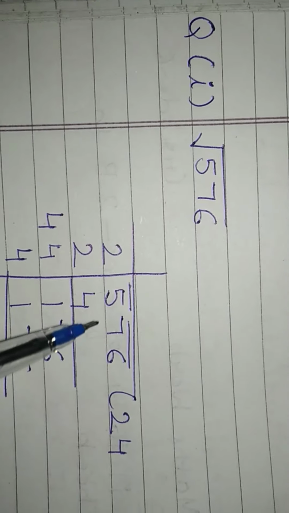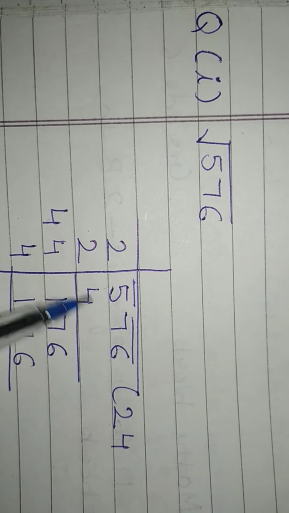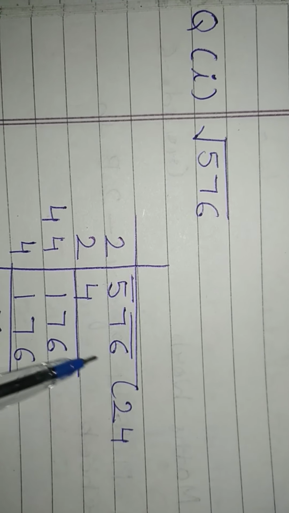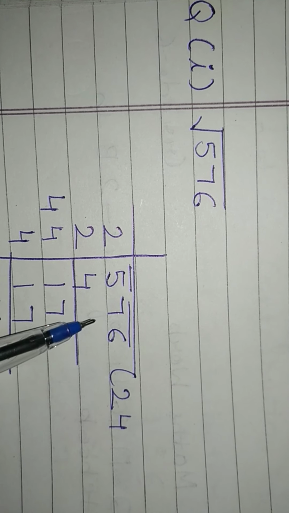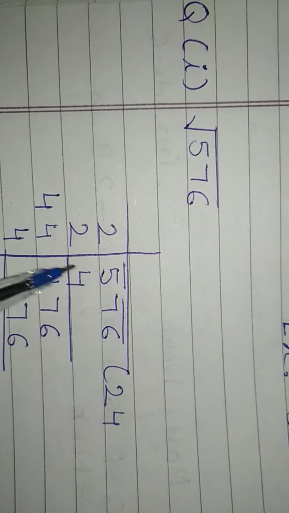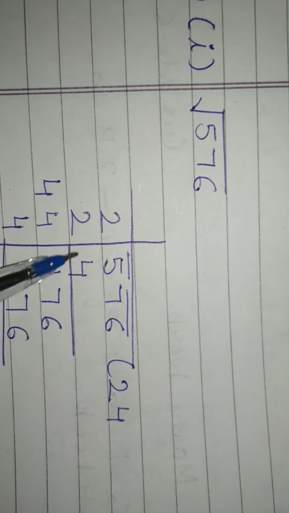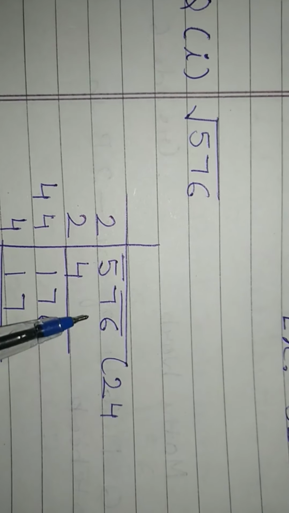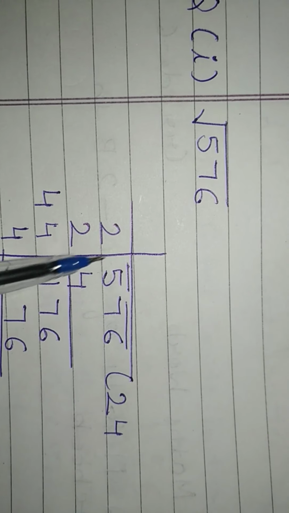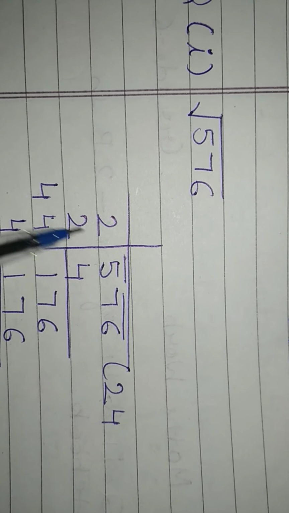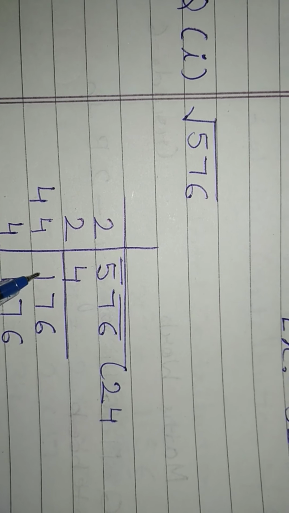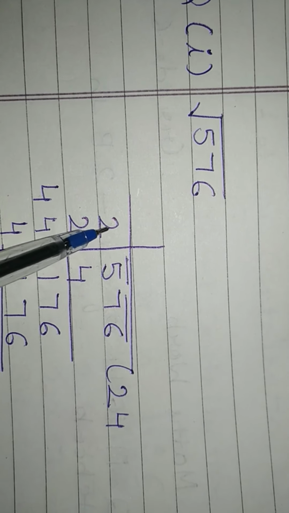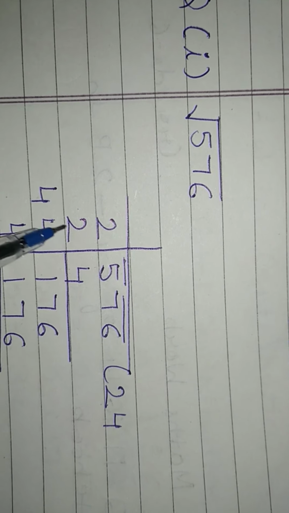So 1 into 1 gives 1. 2 multiplied by 2 gives 4. Square of 3 is 9. So we can't take 1, we can't take 9. It means we will take 4. So 2 twos are 4, 5 minus 4 gives 1. Here we will add both these 2's. 2 plus 2 becomes 4.